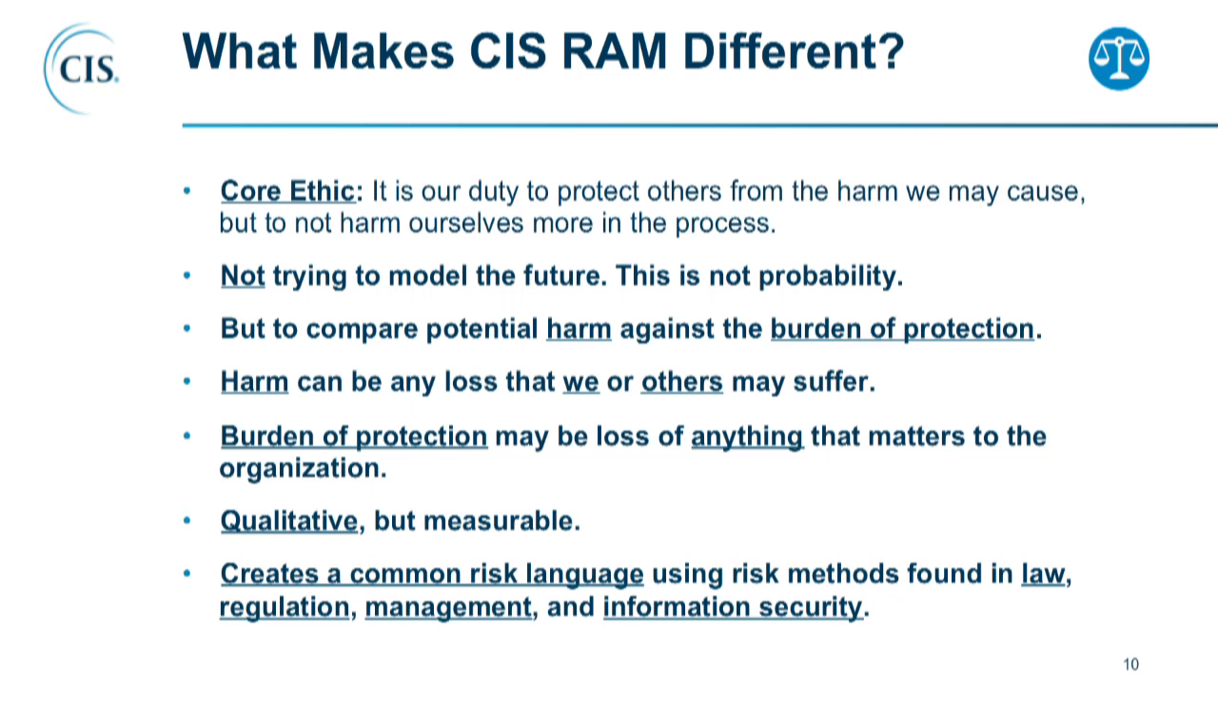We're not trying to model the future with CIS RAM. This isn't probability. We're trying to compare potential harm against the burden to safeguard against that potential harm. We want to make sure the burden of protection could be anything, not just dollars. It could be anything that matters to any party who could be harmed or overly burdened. This is a qualitative method, but it is measurable. And it creates a common risk language among regulators, litigators, management, and information security folks. So when you look at these things, you're starting to see that CIS RAM is a different risk assessment method than others are doing, right?